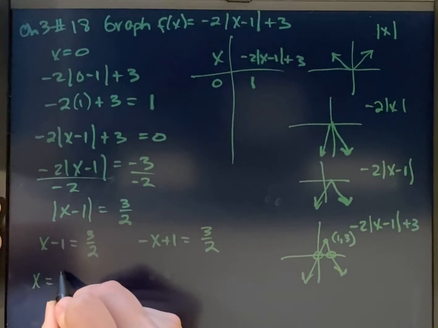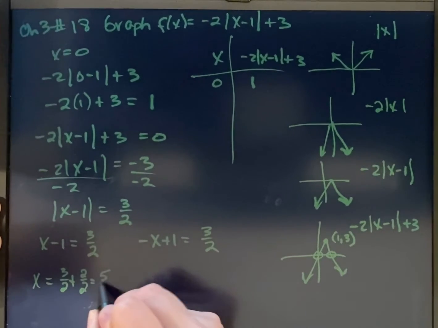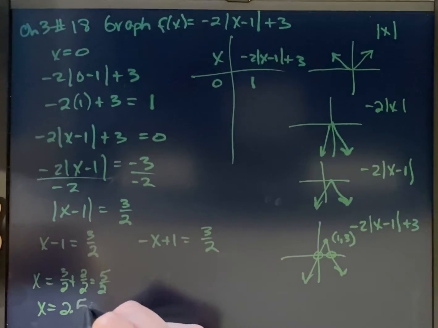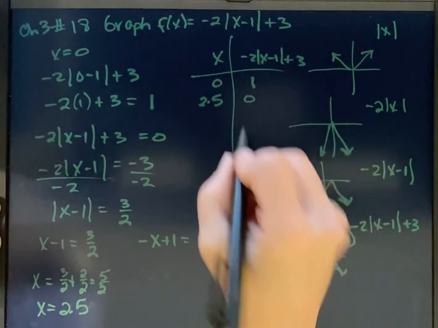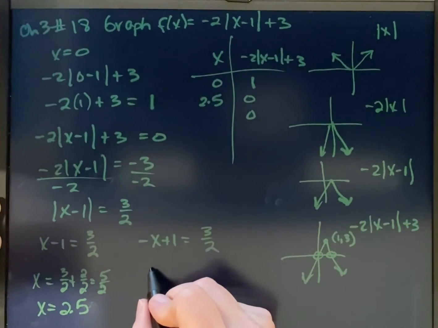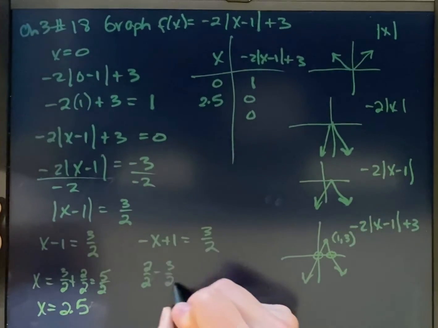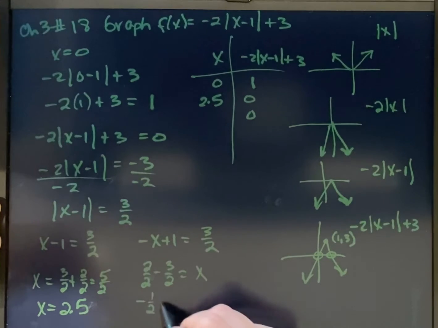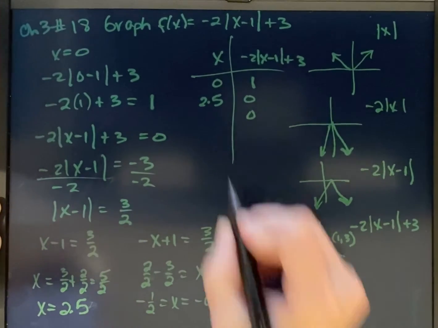So this is going to give us x equals 2.5. So we've got 2.5, 0, and we've got 2/2 minus 3/2 equals x. It's going to give us -1/2 or -0.5.